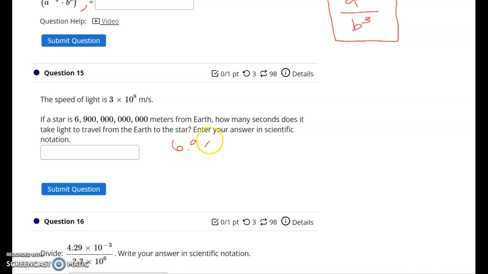I'm about out of time, so I'm going to have to do this fast. So 3, 6, 9, 12. So 6.9 times 10 to the 12th. So since this is meters, we want to find out seconds. We're going to divide by this 3 times 10 to the 8th. So we'll do this kind of similar to what we just did in some of those others. We'll do 6.9 divided by 3, which is 2.3, and then 10 to the 12th by 10 to the 8th, since they're the same, we just subtract the exponent, so times 10 to the 4th, and that's it.